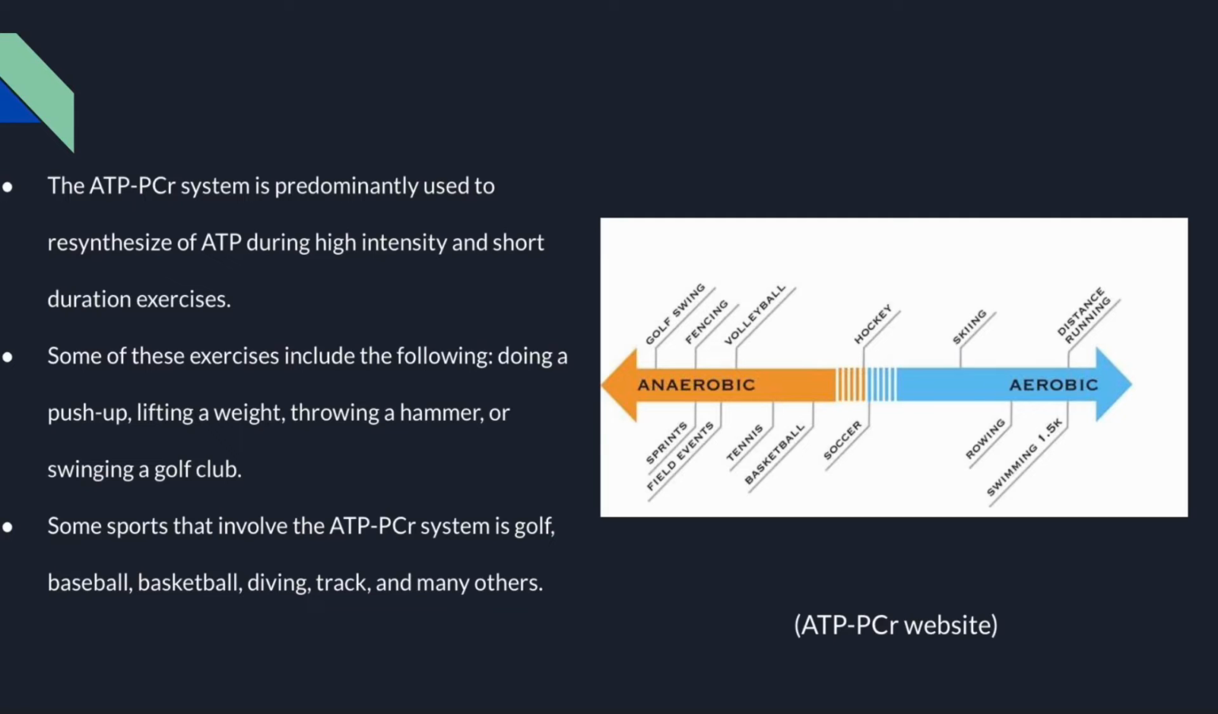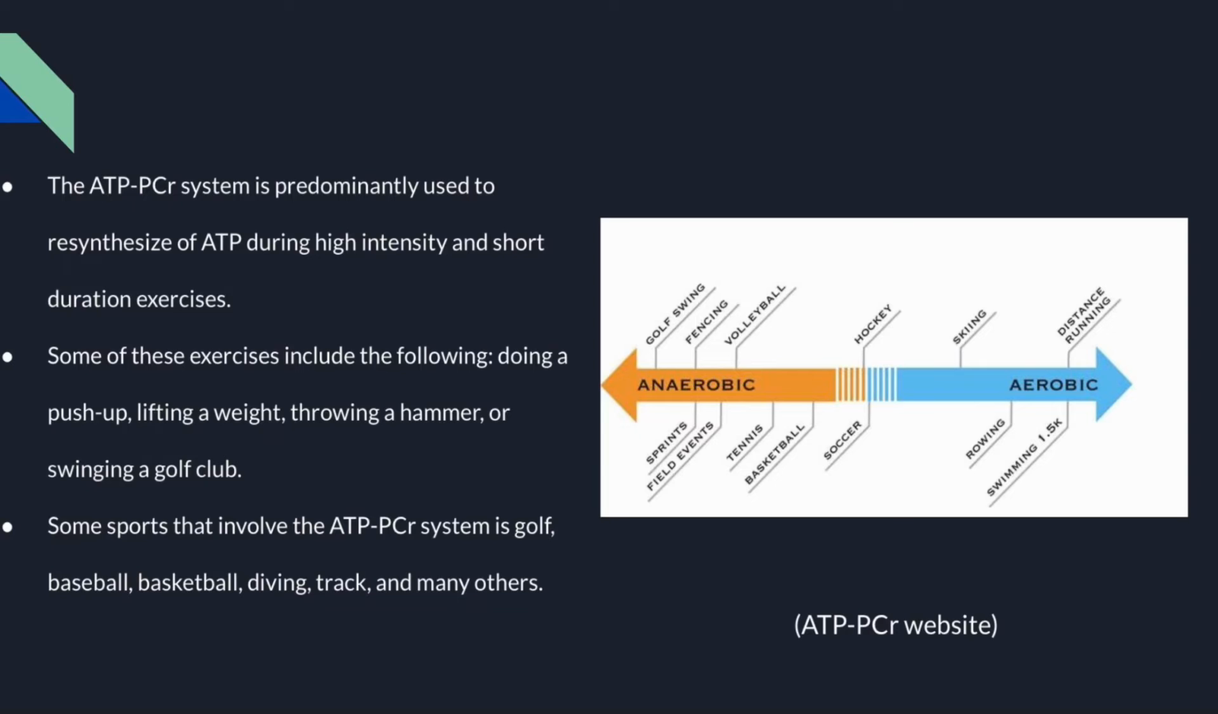Activities that emphasize maximum muscle force production, like sprinting and weightlifting events, rely most heavily on the ATP-PCR system for energy. Other exercises include doing a push-up, lifting a weight, throwing a hammer, or swinging a golf club. Some sports that involve the ATP-PCR system are golf, baseball, basketball, diving, track, and many others as well.